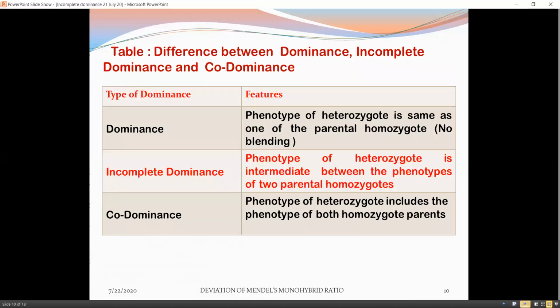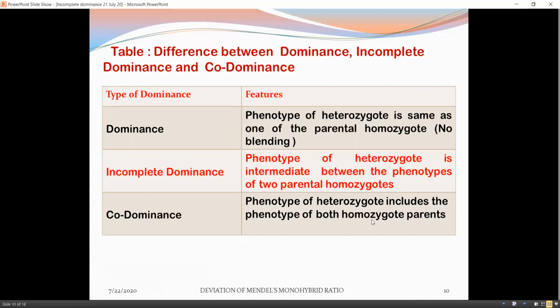Now let us see what is the difference between dominance, incomplete dominance and codominance. Dominance is which completely dominates. The phenotype of the heterozygote is the same as one of the parental homozygotes, no blending, as in the case of Mendelian traits. In incomplete dominance, the phenotype of the heterozygote is intermediate between the phenotypes of the two parental homozygotes, that is red and white. It mixes up to give a pink form.